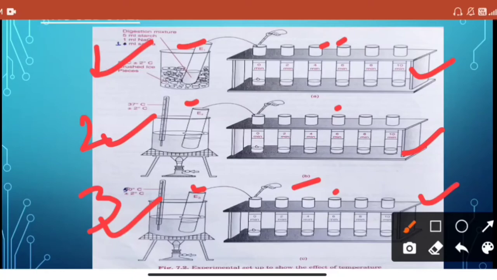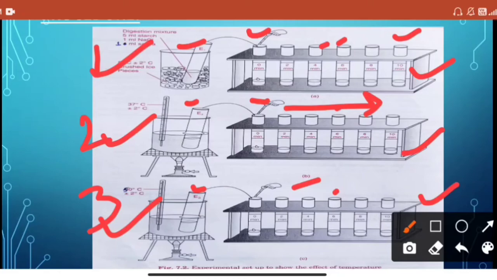From now this test tube will be called the iodine test tube, and from the left side to the right side, each of the iodine test tubes we will mark as 0 minute, 2 minute, 4 minute, 6, 8 and 10 minutes, at 2 minute intervals, from left to right: 0, 2, 4, 6, 8, 10 minutes, in each of the sets.